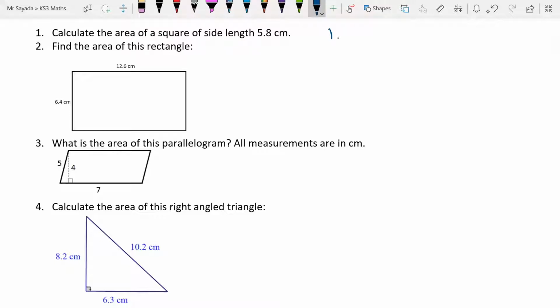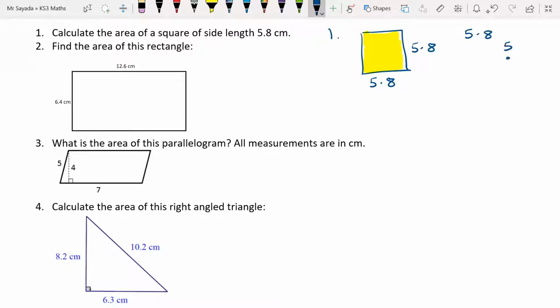Question 1, calculate the area of a square of side length 5.8. So that means this side is 5.8 and this side is 5.8. So the area, which is the space inside a 2D shape, say that with me, area is the space inside a 2D shape. You should have said area is the space inside a 2D shape. So for the square, we do that by multiplying 5.8 and 5.8.